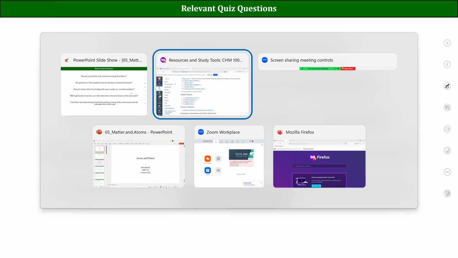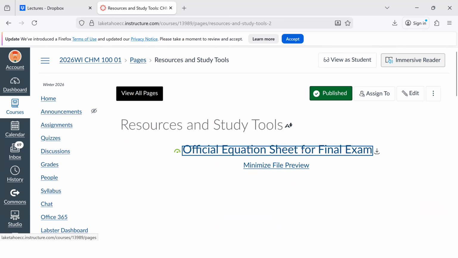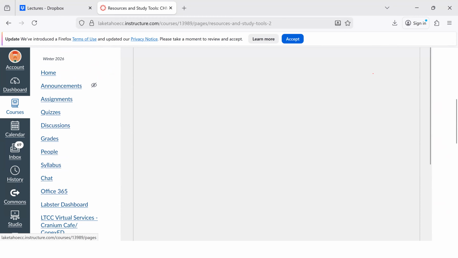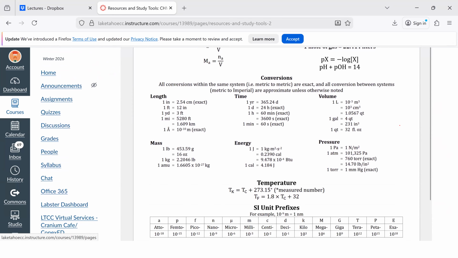I guess I never addressed the sig figs. Since we have this open, last one, and then we'll start working on these. The equation sheet tells you which conversions are exact and which ones are approximate. All conversions within the same system are exact, meaning infinite sig figs. When I say the same system, I mean it's imperial to imperial or metric to metric. Any conversions between systems are approximate unless otherwise noted, because there's a few of them that are exact.